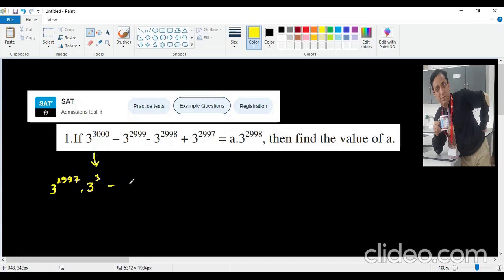Now comes negative, and in here we again have 3 to the power 2997 multiplied by 3 to the power 2. This will come like this. And then minus, now we'll bring this value here. This is going to be 3 to the power 2997 multiplied by 3 to the power 1. Coming up to this one is plus 3 to the power 2997 multiplied by 3 to the power 0, which is 1.